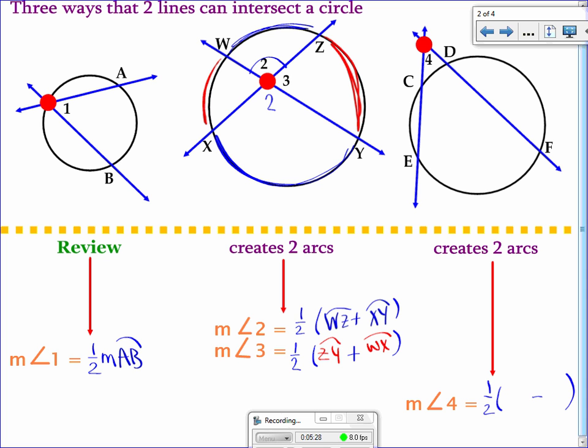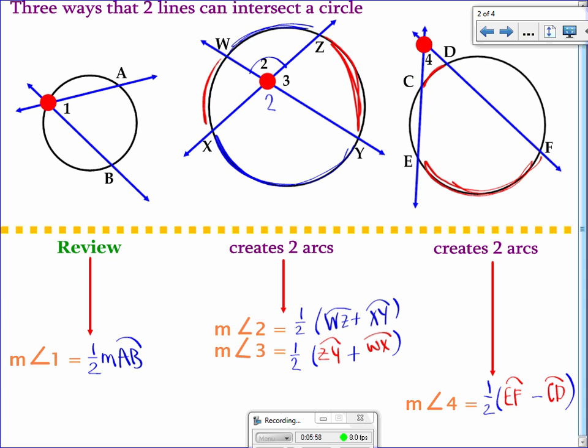This one, if two lines intersect outside the circle, so it looks like there's two minus signs inside of the circle, we're going to subtract two arcs. What two arcs would you guess we would subtract? We're going to take EF minus CD. We're always going to take the big one minus the small one, which is always the one further away minus the closer one. So we're going to take EF minus CD.